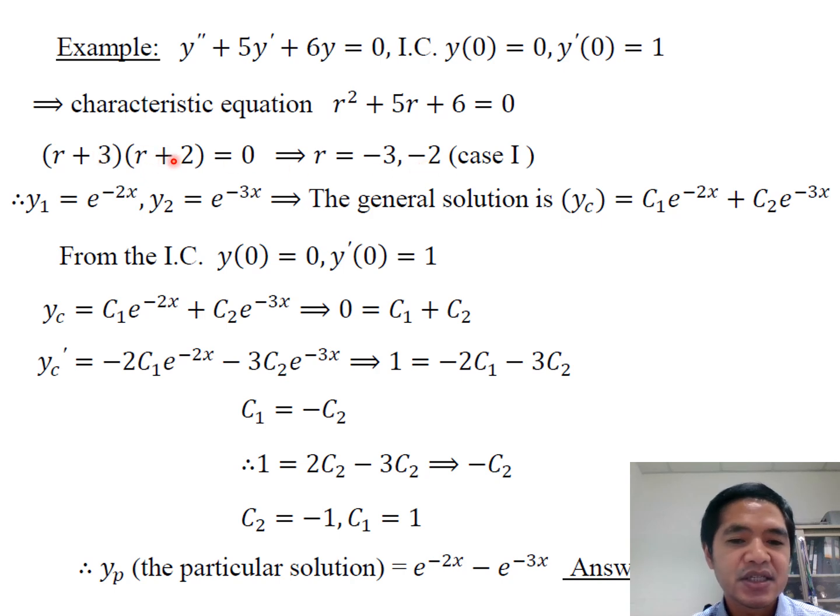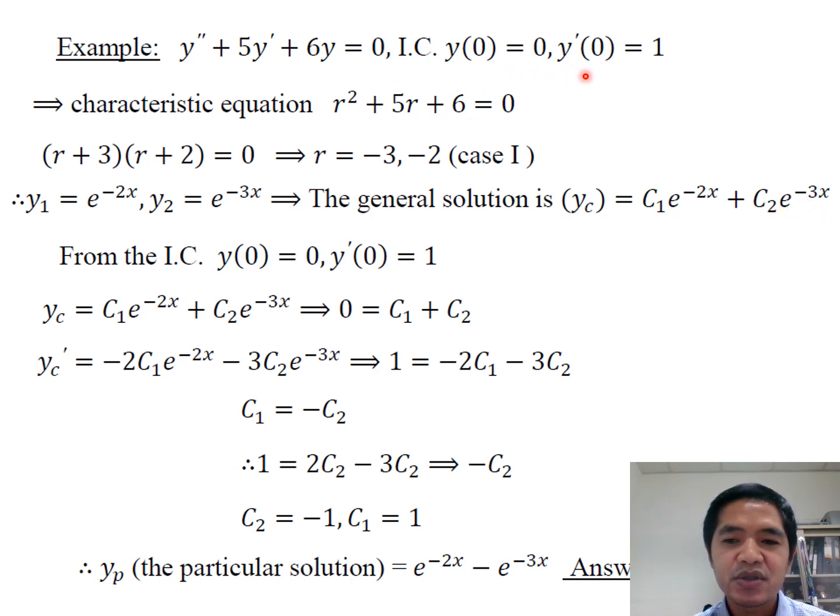So then this is going to be 0, and in this case, it's case 1. Oops, sorry. And so the solution here is going to be y1 equal to e to the minus 2x, and y2 is e to the minus 3x, and the general solution is c1 e to the minus 2x plus c2 times e to the minus 3x.